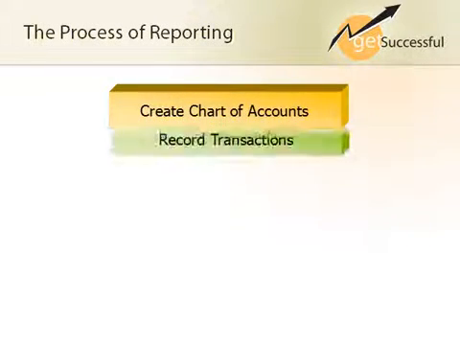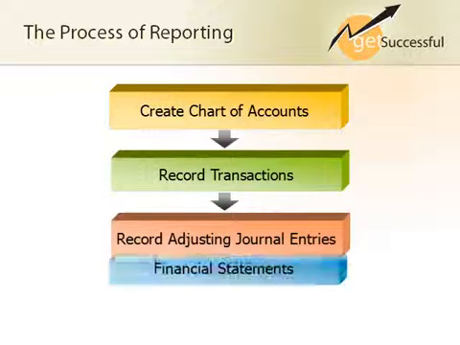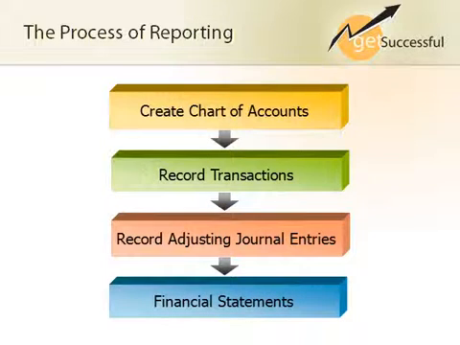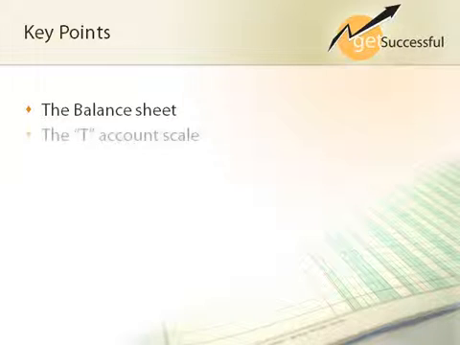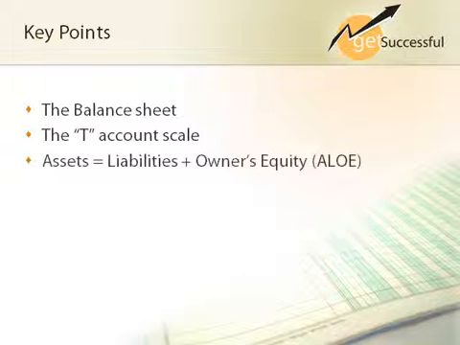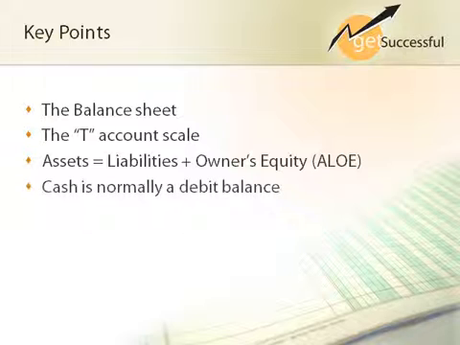This depiction illustrates the process of reporting from the creation of the chart of accounts to the financial statements. The balance sheet is your most critical financial report. On the T account scale, debits are on the left and credits are on the right. Assets equals liabilities plus owner's equity. Cash is normally a debit balance.